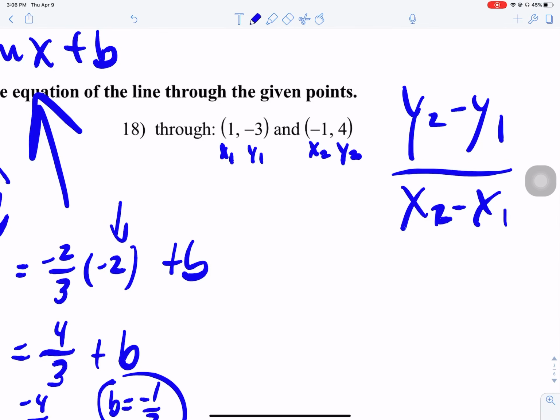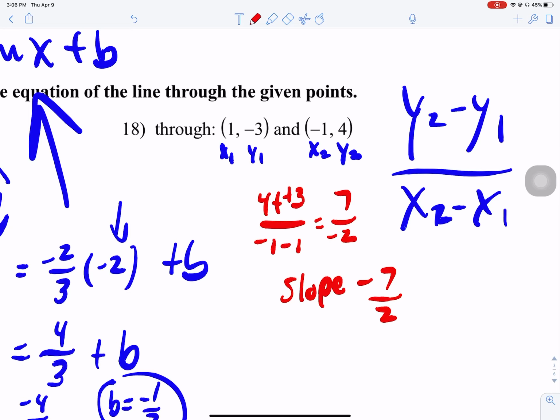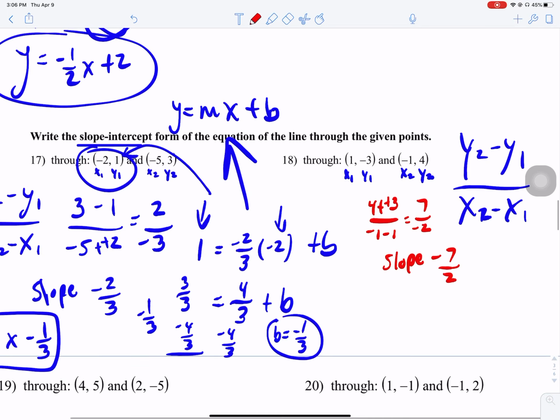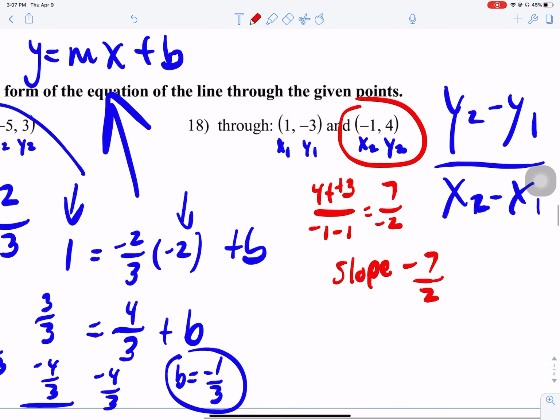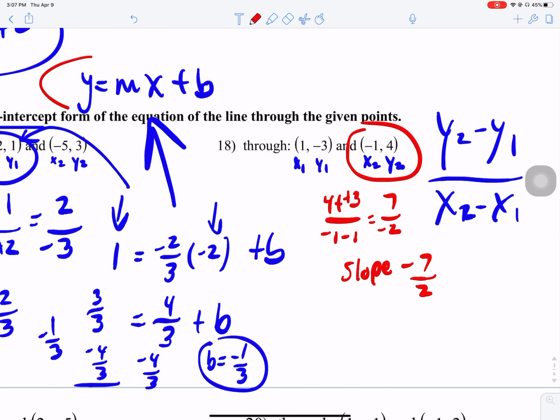So y2 is going to be 4 minus y1, which is negative 3, divided by negative 1 minus 1. So this is going to be 7, and this is going to be negative 2. So my slope is negative 7/2. And now I got to pick which one. I picked the first one last time, so I'll pick this one. And I'm going to plug it into my equation. Remember, this is my equation.